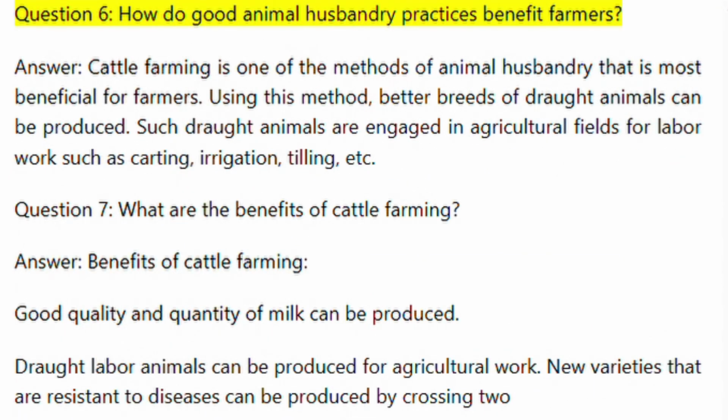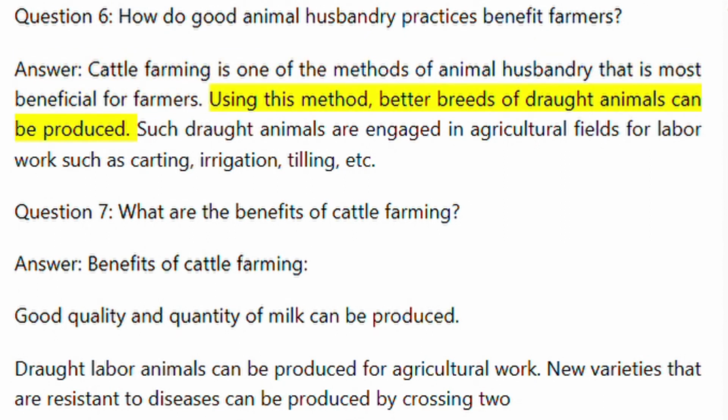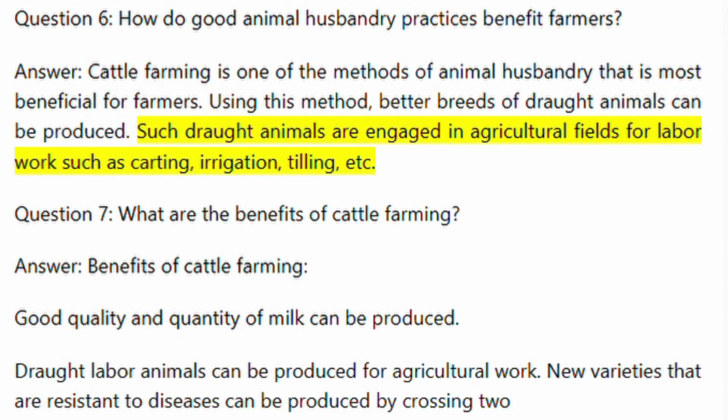Question 6. How do good animal husbandry practices benefit farmers? Answer. Cattle farming is one of the methods of animal husbandry that is most beneficial for farmers. Using this method, better breeds of draught animals can be produced. Such draught animals are engaged in agricultural fields for labor work such as carting, irrigation, tilling, etc.